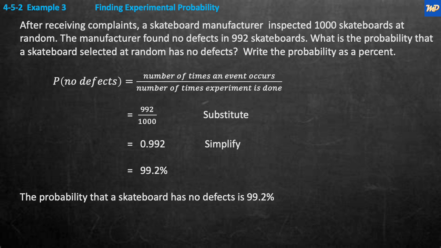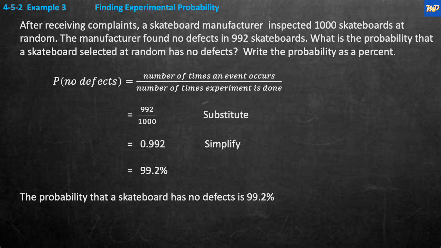Okay, let's look at example 3, finding experimental probability. After receiving complaints, a skateboard manufacturer inspected 1,000 skateboards at random. The manufacturer found no defects in 992 skateboards. That means it found defects in the remaining 8 boards. What is the probability that a skateboard selected at random has no defects? Write the probability as a percent.